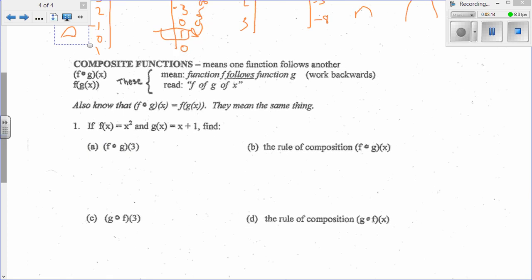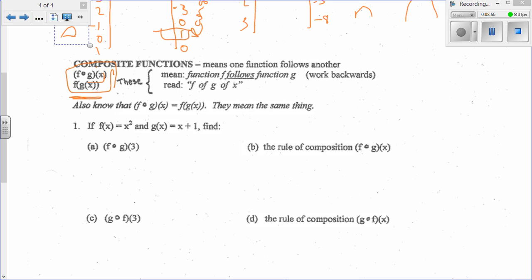Okay, composite functions. This means one function follows another. And we have two different notations to look at right here, but they both mean the same thing and say the same thing. They both mean function f follows function g. You work backwards. So what you see second comes first, and it's read f of g of x. So when it's written the top way, you use the second function first. When you're looking at the bottom one, you work your way inside out.